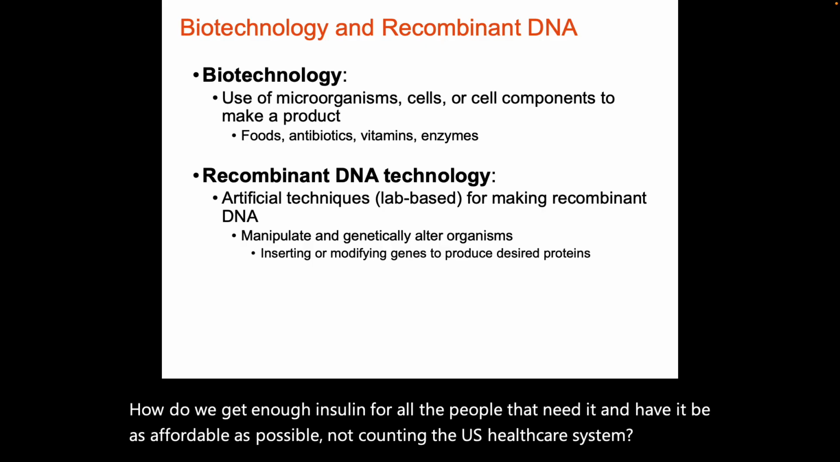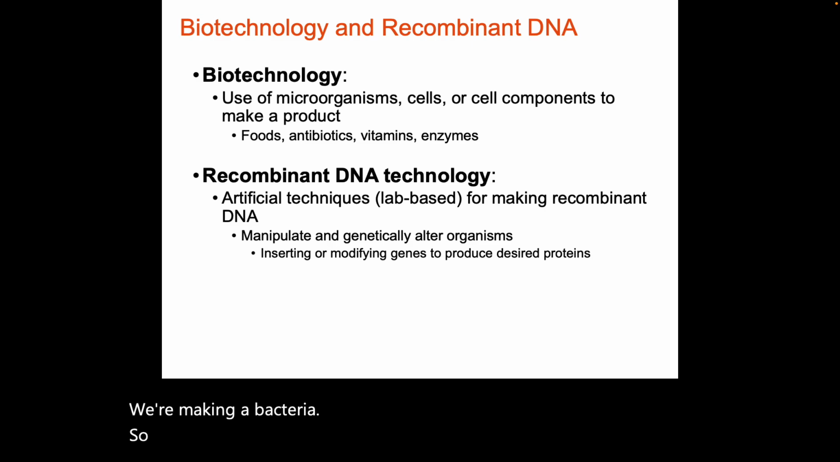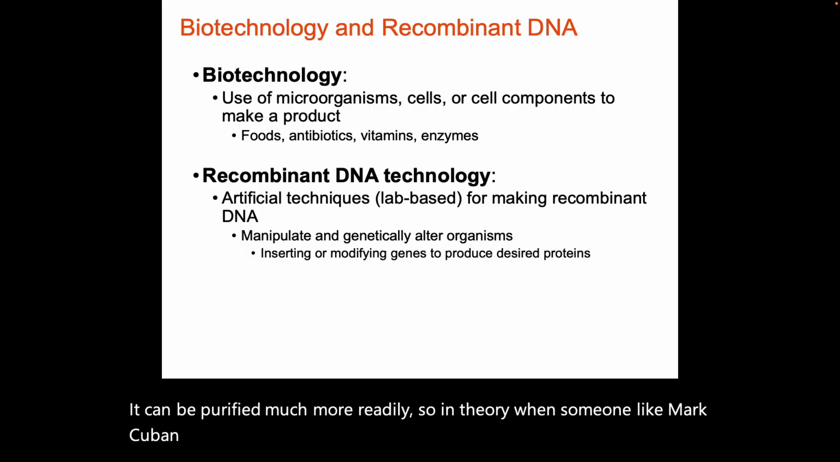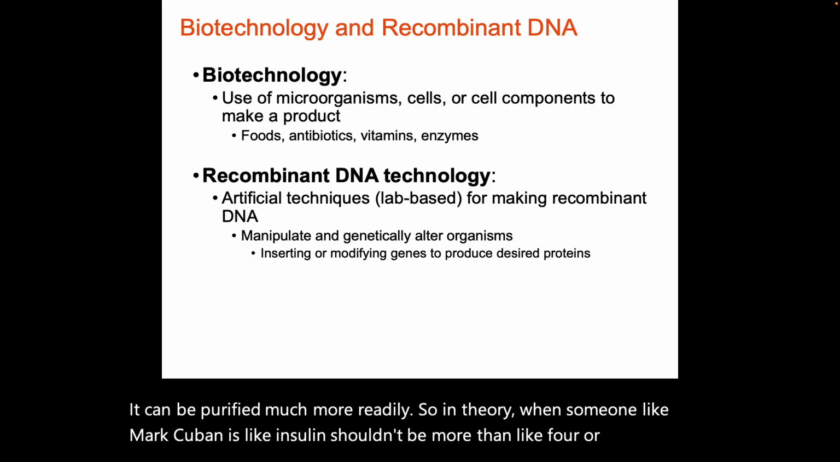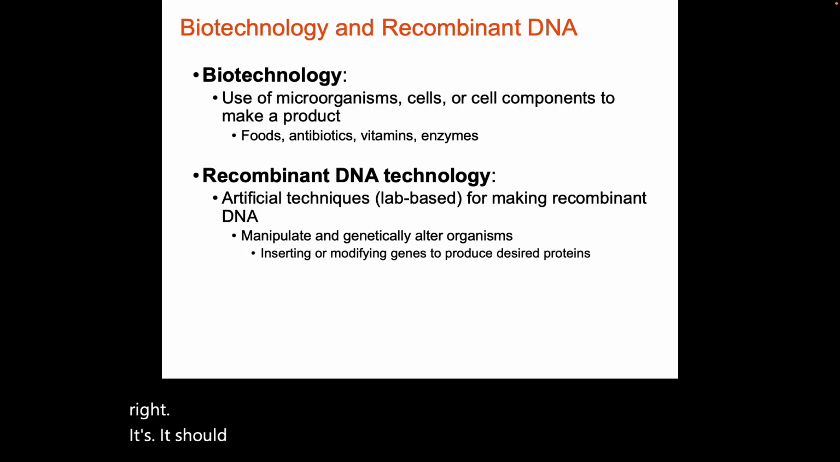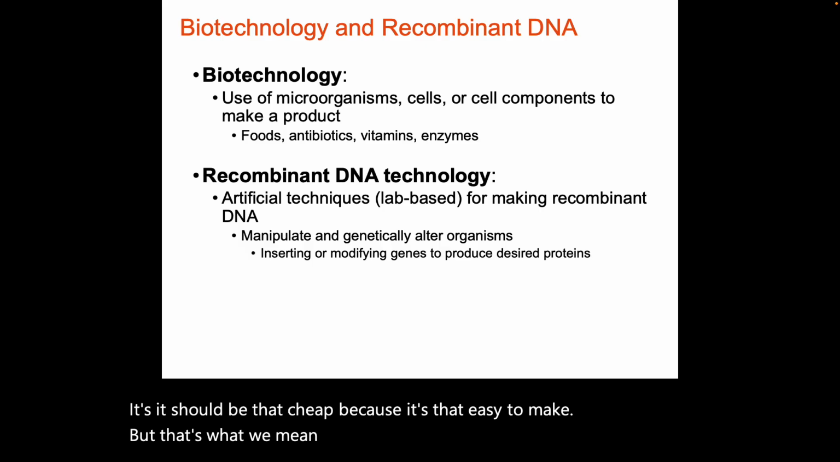We make it in bacteria. So the human insulin gene has been cloned into bacteria, and bacteria then make human insulin. They can do it at a much larger scale than cows. It can be purified much more readily. So in theory, when someone like Mark Cuban says insulin shouldn't be more than like $4 or $5 a dose, he's right. It should be that cheap because it's that easy to make. But that's what we mean by doing recombinant DNA technology, for example, for medicine.